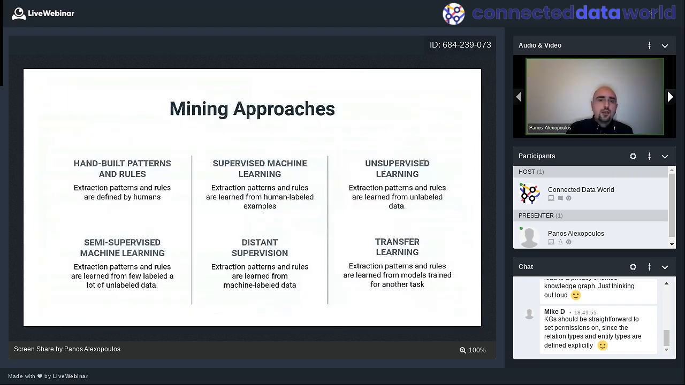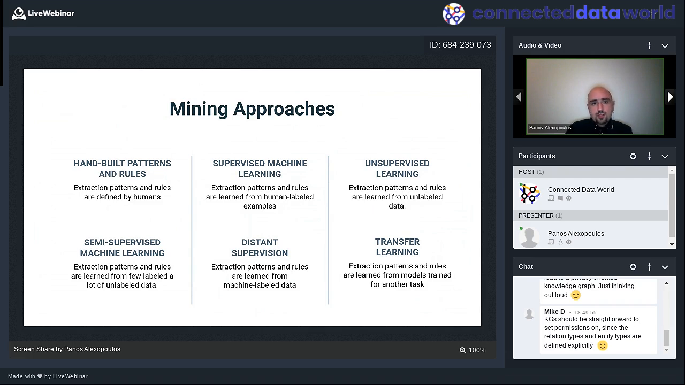Now, all these systems follow one or more, or a combination, of the following 6 mining approaches. The oldest mining approach is to have hand-built patterns and rules. So that is, we go and we define linguistic or syntactical, usually, rules and patterns that allow us to extract information from text, right? I will give an example in the next slide.